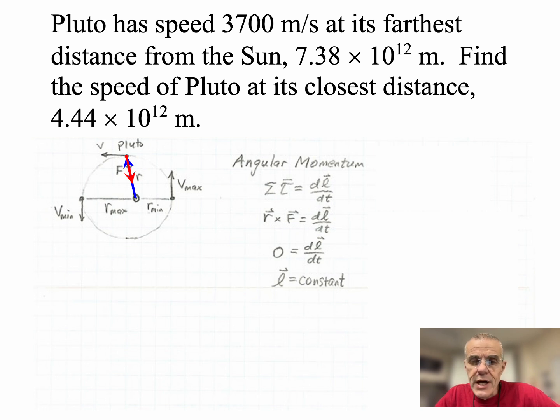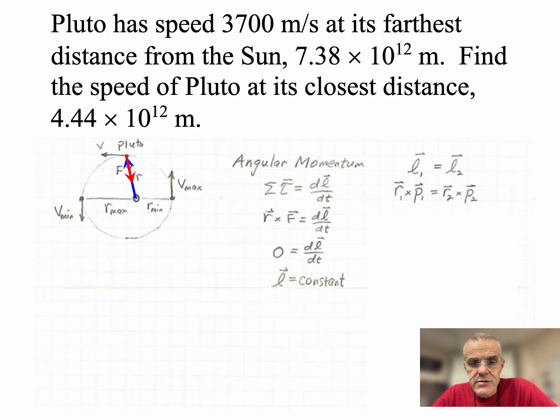So how do I use that? Well, let's think. Momentum is mass times velocity, and we're interested in these two locations. So we can set it up like a conservation problem. L1 equals L2. The angular momentum initially is equal to the angular momentum finally. So R1 cross P1 equals R2 cross P2.